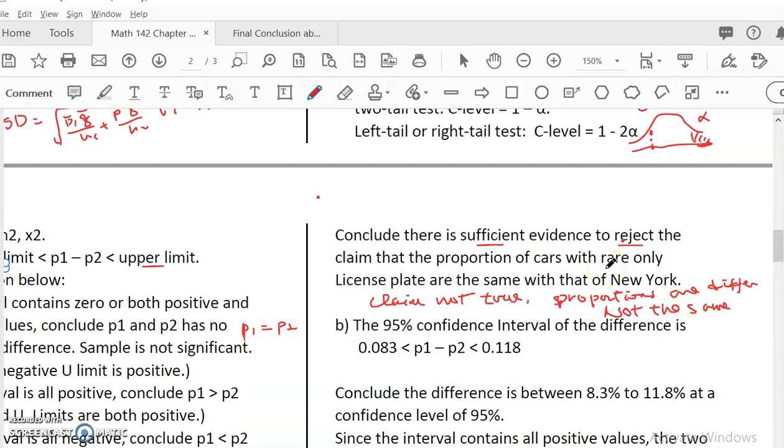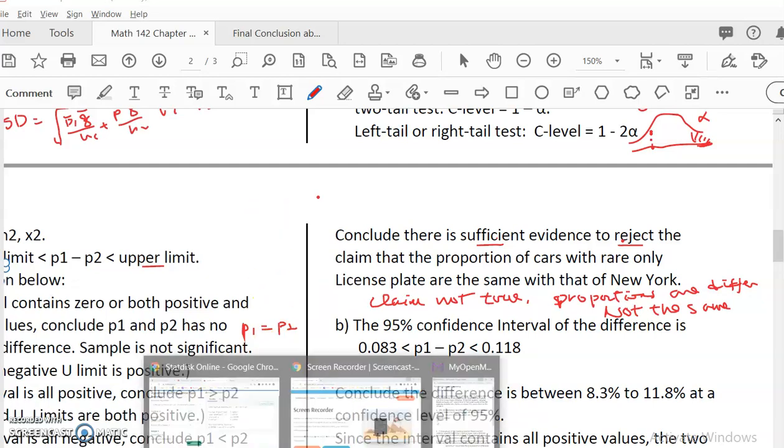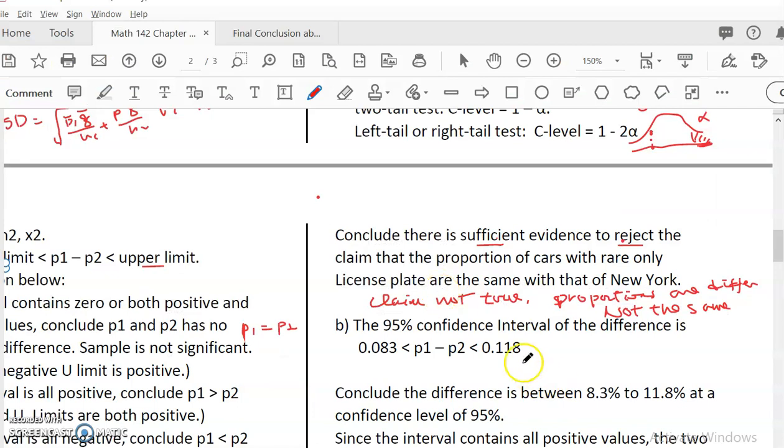Okay, and then in the output, you can also see that this shows up. It's in this output here. You see 7.1 and then total 0. For the test statistic, you usually round to 2 places, so we say 7.11. P-value, 4 places. We also have a 95% confidence interval at the end. So it's 0.083, 0.118 after rounding. So you see how I write it down, 0.083, P1 minus P2. So P1 minus P2 is the difference.